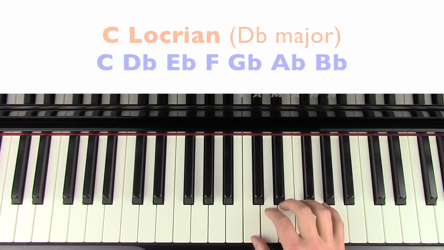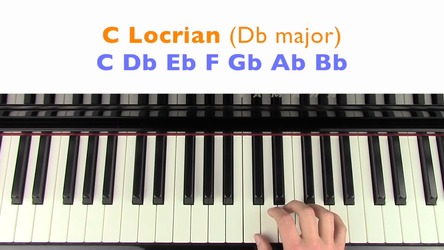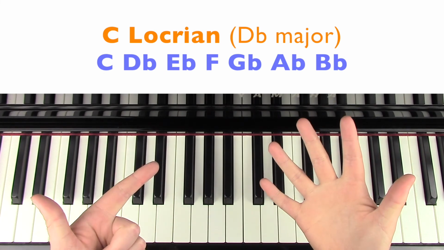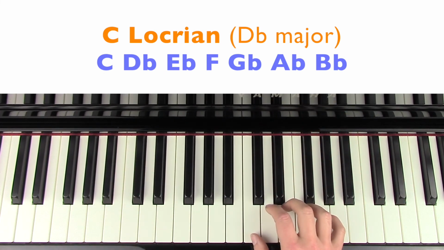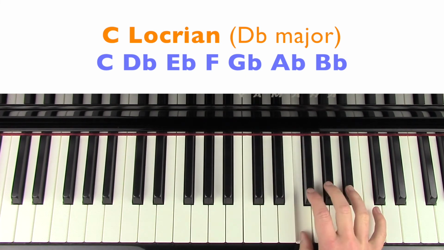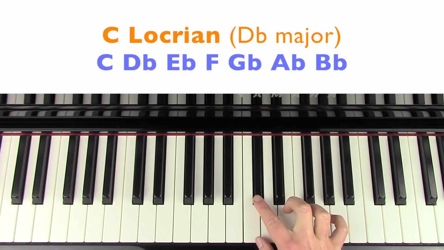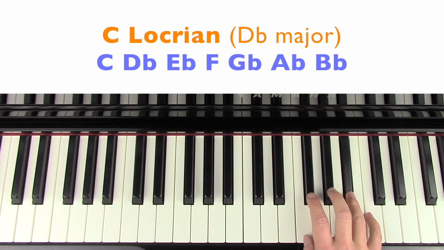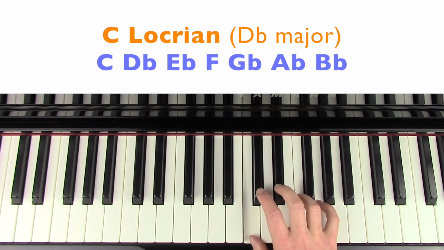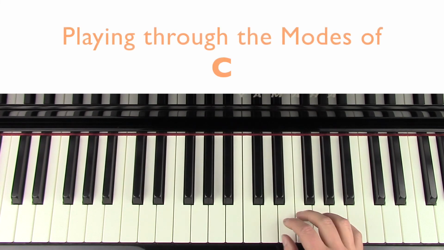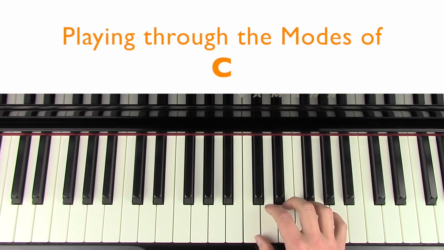And then the last one is the Locrian, so the seventh. So we need to find the major scale that has C as its seventh note. So it has C as the Locrian, which is D flat major. So D flat major scale is. So now we're going to play that, starting from C. So I'm just going to run through all of those, playing them one after the other again.